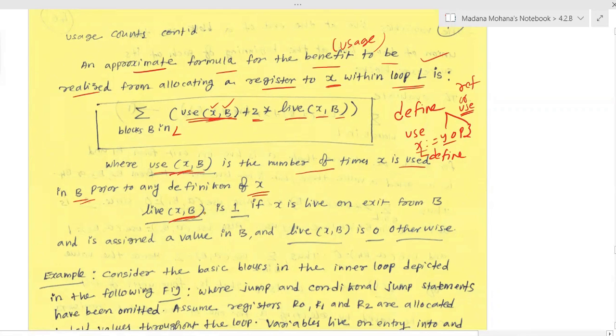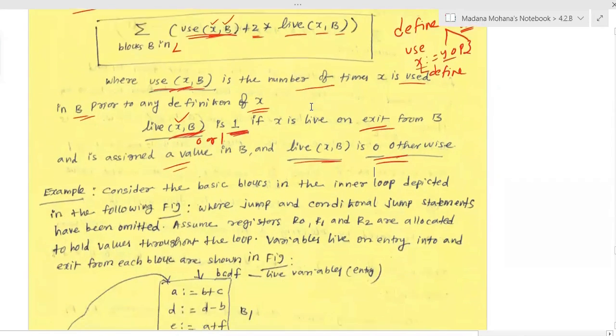Similarly, live of X comma B has two values, 0 or 1. It is 1 if X is live on exit of that block B and X is assigned a value in that basic block. Otherwise, live of X comma B is 0. Okay, now let us see one example, then you will get full clarity.